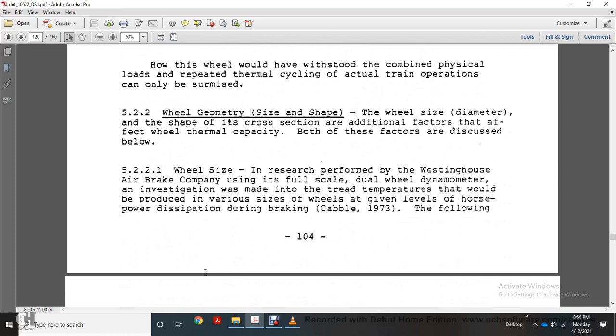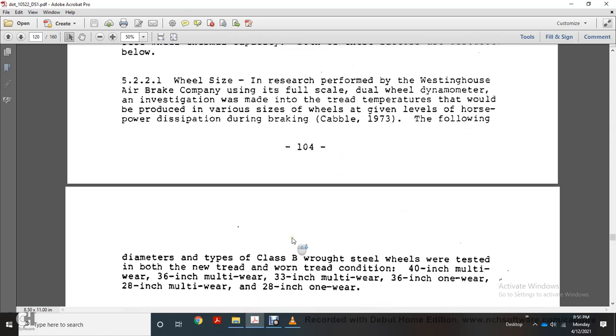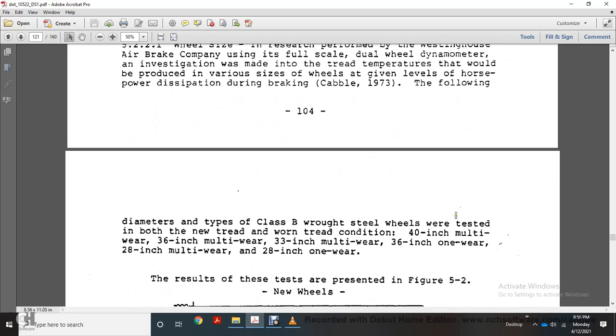Research on wheel size was performed by the Westinghouse Air Brake Company using full scale dual wheel dynamometer tests. The investigation measured the tread temperature that would be produced with various sizes of wheels at a given level of horsepower dissipated during braking. Following diameters of Class B wrought steel wheels were tested in both new tread and worn tread condition: 40-inch multi-wear, 36-inch multi-wear, 33-inch multi-wear, 36-inch one-wear, 28-inch multi-wear, and 28-inch one-wear.